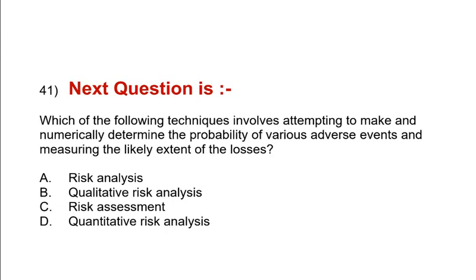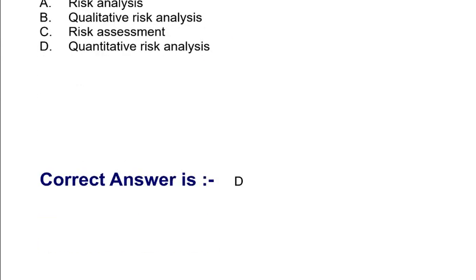Question is, which of the following techniques involves attempting to make and numerically determine the probability of various adverse events and measuring the likely extent of the losses? Option A, risk analysis. Option B, qualitative risk analysis. Option C, risk assessment. Option D, quantitative risk analysis. Correct answer is option D.